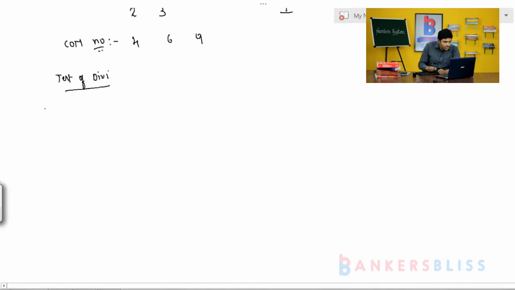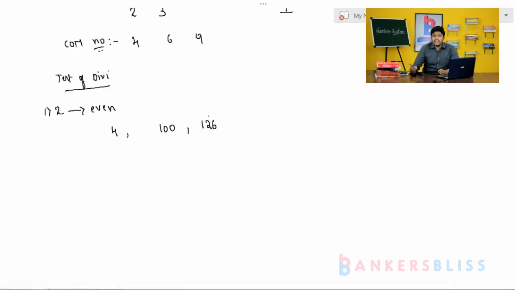So the first one is 2. If the number should be divisible by 2, then the number should be even. Any even number you may take, it is divisible by 2. For example, you may take 4, it is divisible by 2. You may take 100, it is divisible by 2. You may take 126, it is divisible by 2. So any even number if you take, it is divisible by 2.